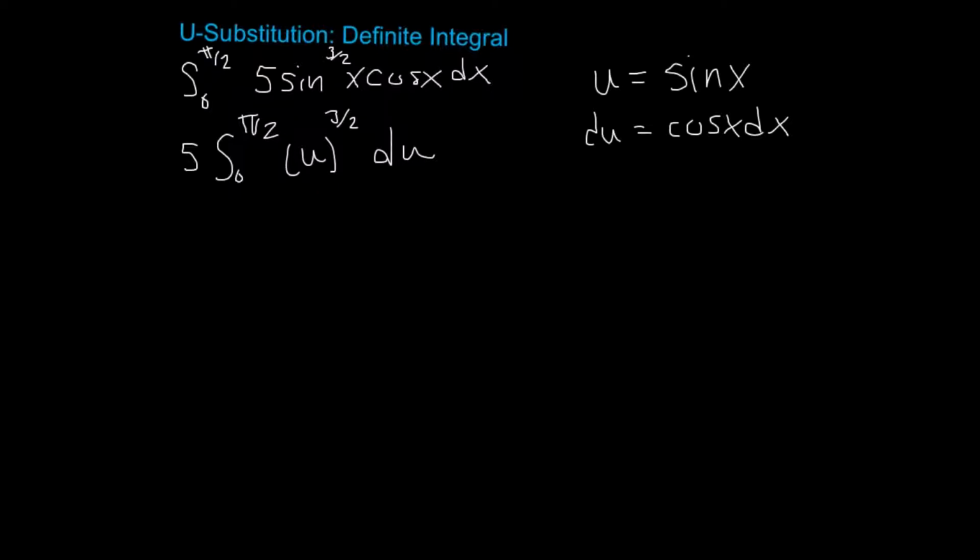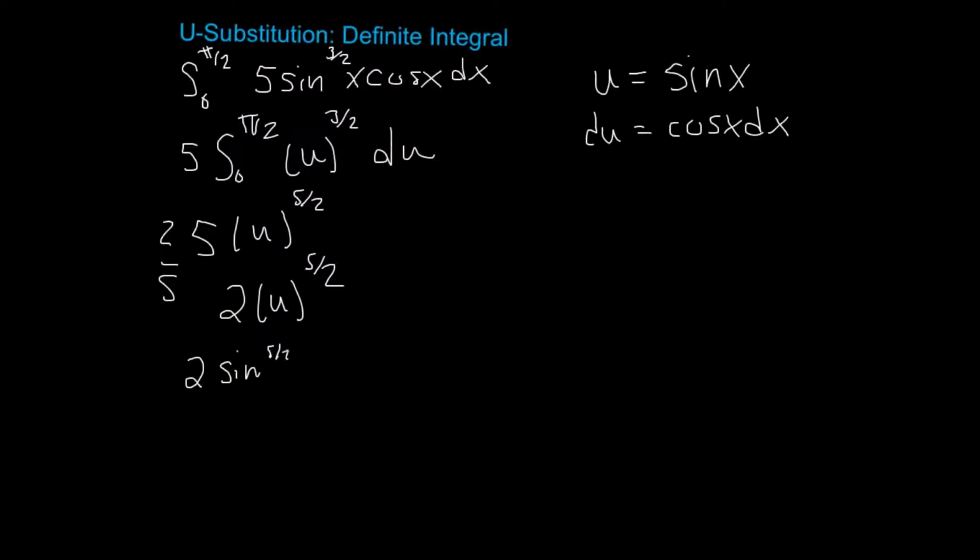Now we can solve this using the power rule. When you add 1 to the exponent 3/2, that becomes 5/2. So you're going to have 5 times u to the 5/2 over 5/2, which is the same as multiplying by 2/5. So let's simplify this fraction. That becomes 10 over 5, which is 2. So you end up with 2 times u to the 5/2. Substituting u back in, we end up with 2 times sine to the 5/2 x.